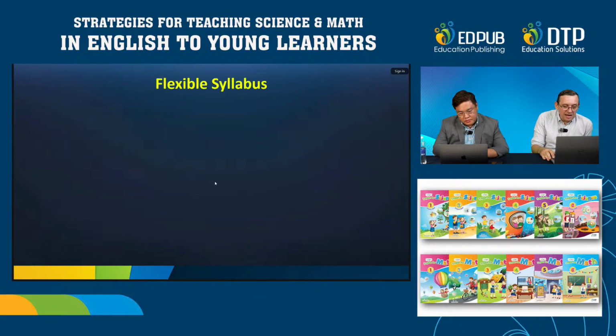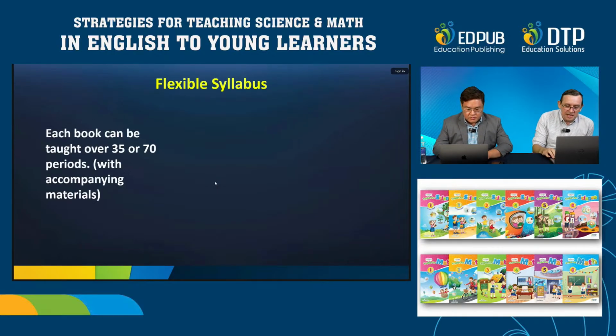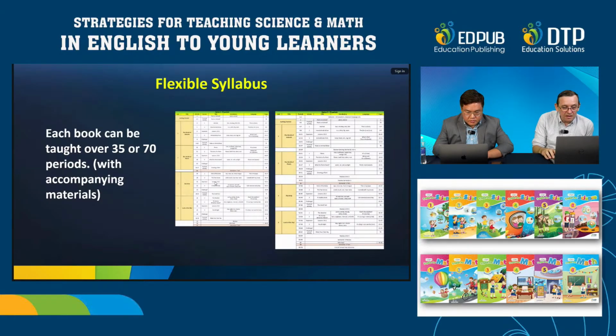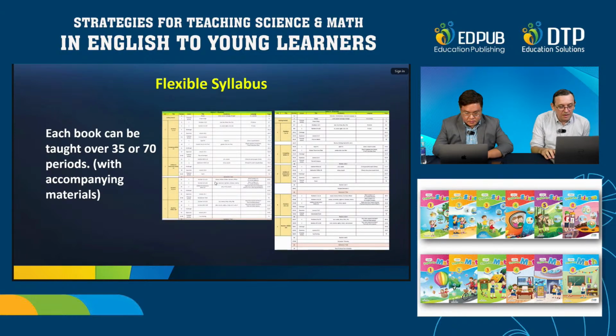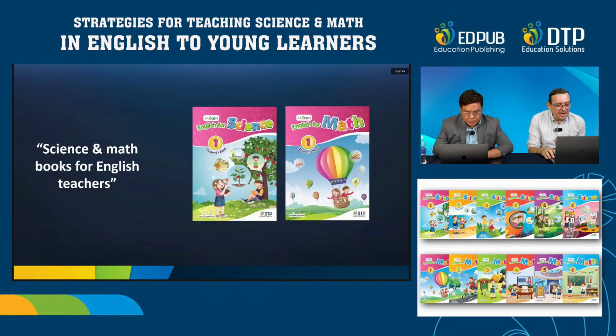We tried to design a flexible syllabus to fit into different timetables. It is currently used in the Vietnamese public school, and we've built it so that it can be taught over 35 or 70 periods with the accompanying materials. There's more flexibility within that as well. What we tried to go for is science and math books for English teachers, and we're going to be using these books throughout the presentation for different activities.